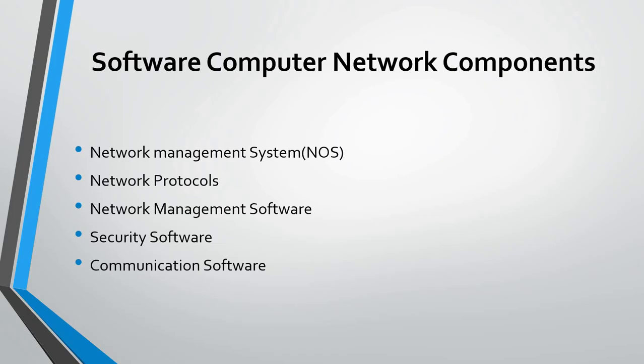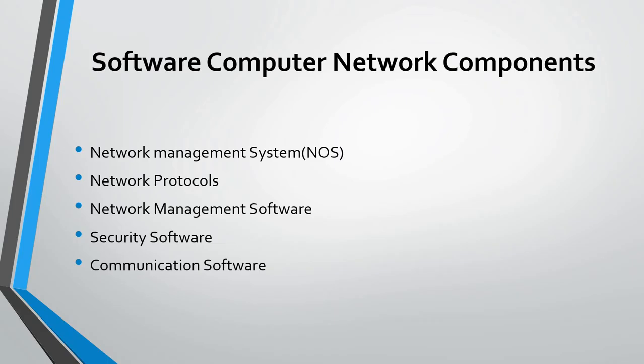Next are the network protocols. These are rules for data communication between the devices. Example, TCP/IP, HTTP, FTP, SMTP, DNS, etc. Next, third is the network management software. It monitors, configures and manages network performance and security, for example through SolarWinds.